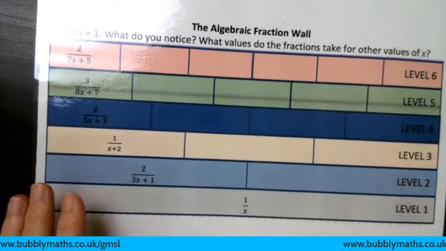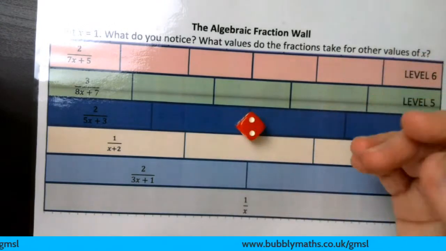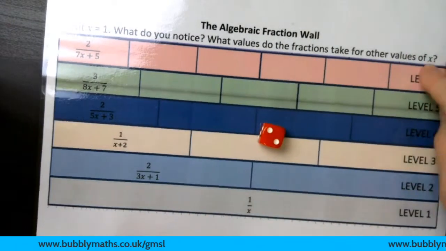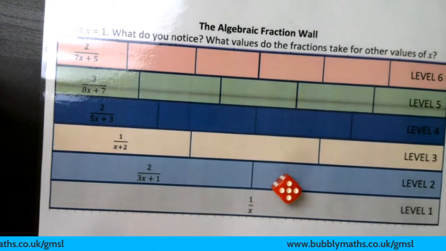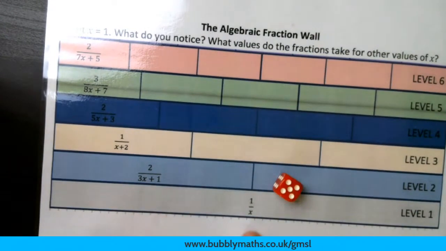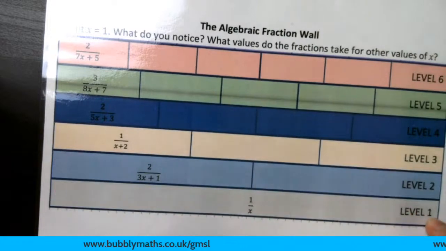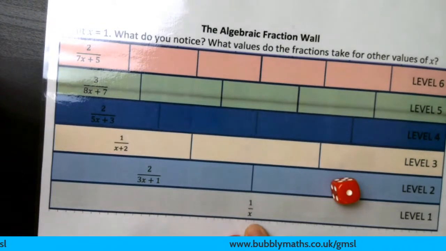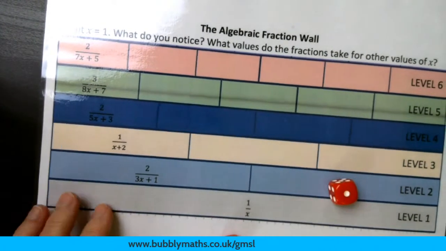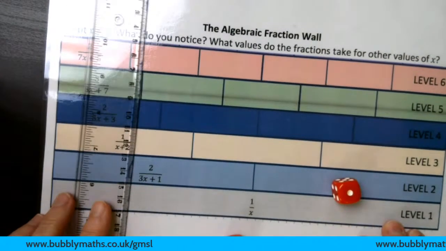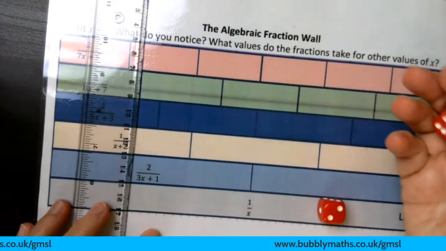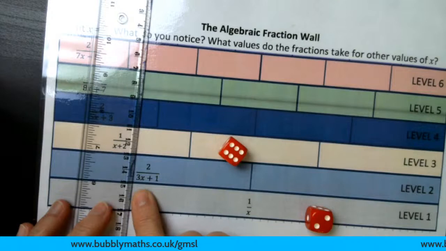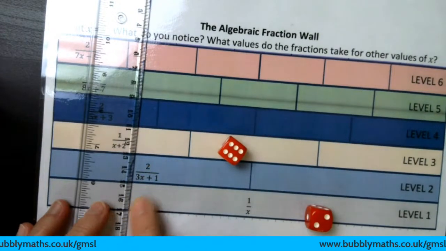Then to play the game, you throw a dice twice. You can throw bigger numbers if you want, by the way. The first number determines what level you're playing at, and the second number determines the number you substitute for x. So let's pretend you've got level 1, and you put a 5 there. So that's 1/5. So the person that threw that would have reached there. Let's do it again. Level 2, and the number you've thrown is 6. So that's 3 6s, 18, plus 1, 19, 2 over 19.